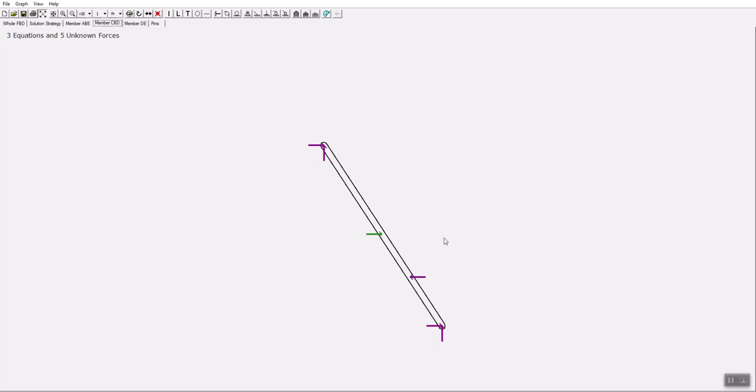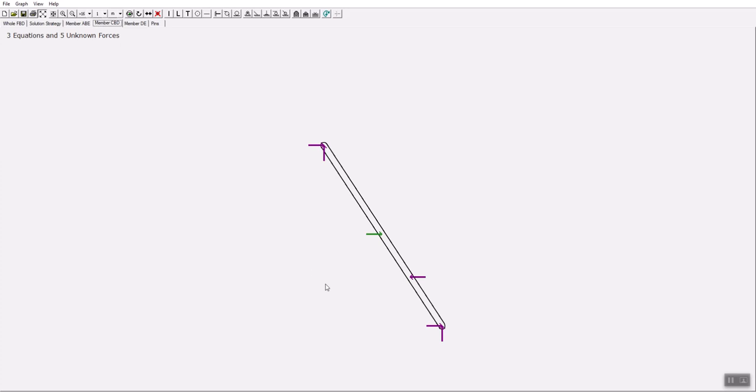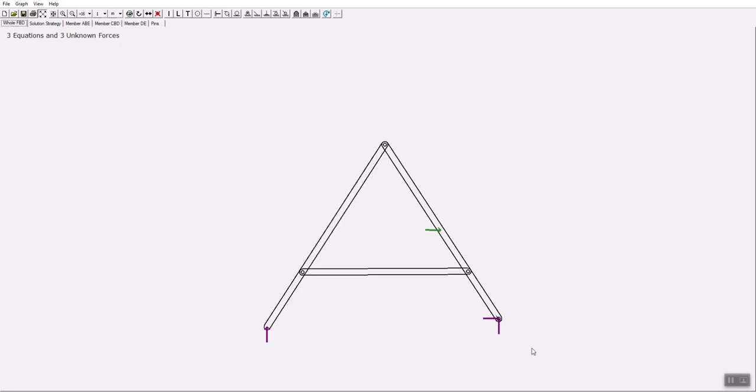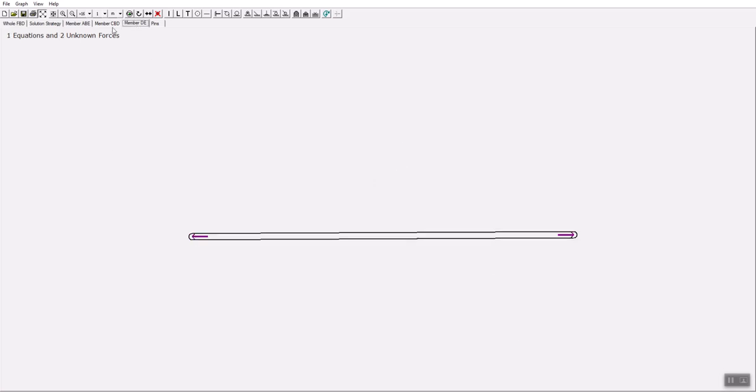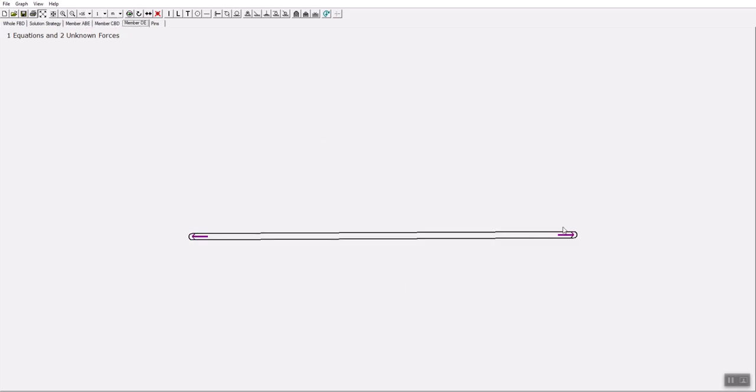So in this free body diagram, actually everything is known because we calculated these from Newton's third law, and this force we have calculated from the whole free body diagram, and this force we have calculated from the two-force member. So now the problem is solved.